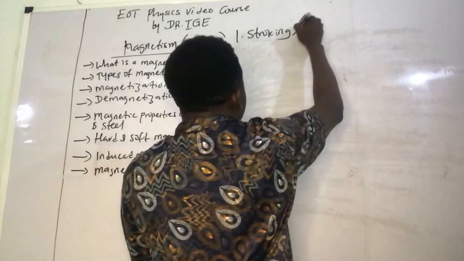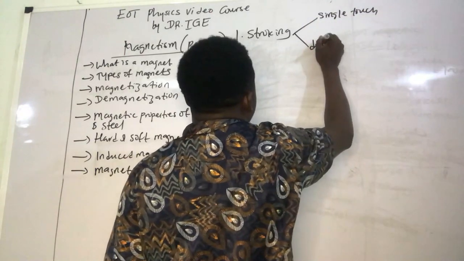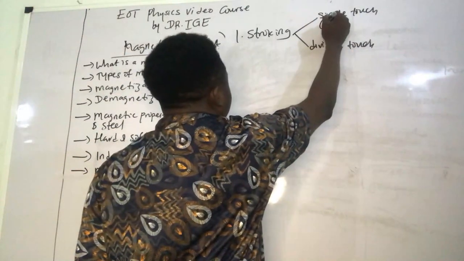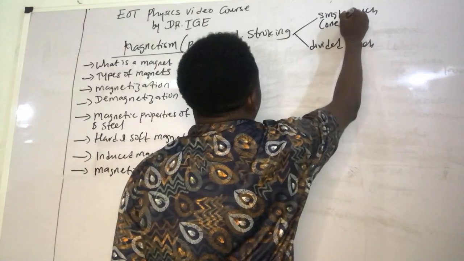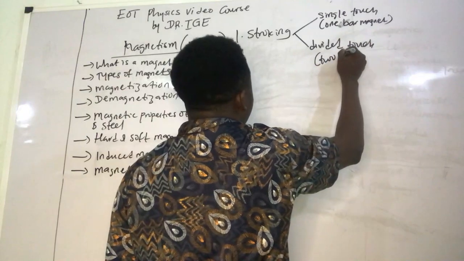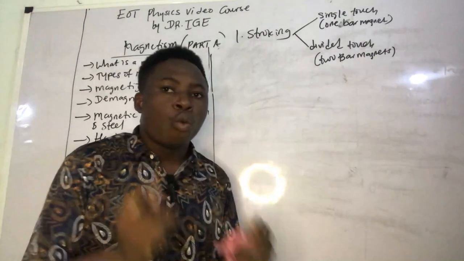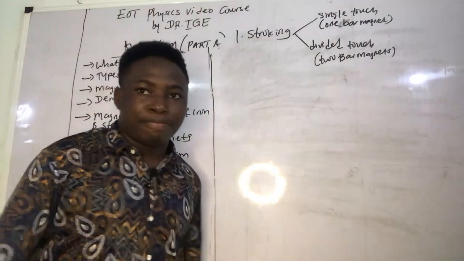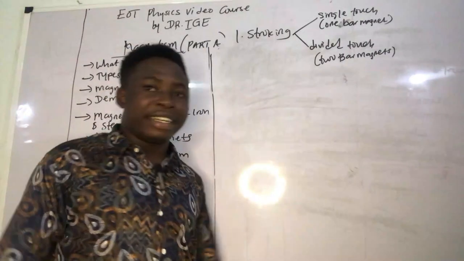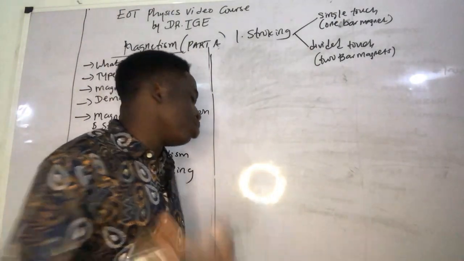For this stroking, we now have two types of stroking. We have the single touch, and we have the divided touch. The major difference between these two is that the single touch is done with one bar magnet, while the divided touch is done with two bar magnets. I'm just breaking everything down for you to get. So if they ask you, what type of stroking involves just one bar magnet? That is single touch. Which one involves two bar magnets? That's divided touch. Now the question is, how do I know the difference between the single touch and the divided touch? So let's get into it.